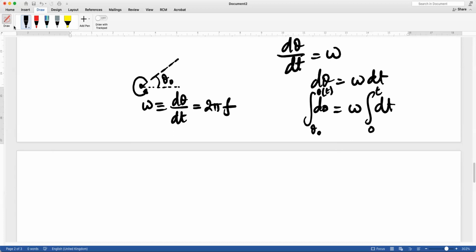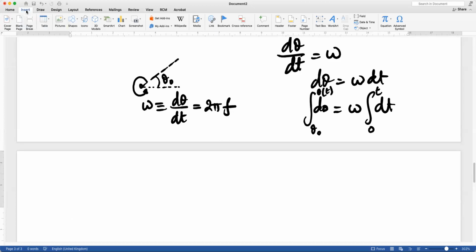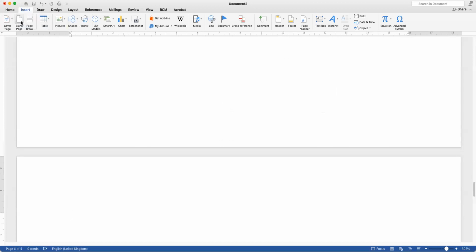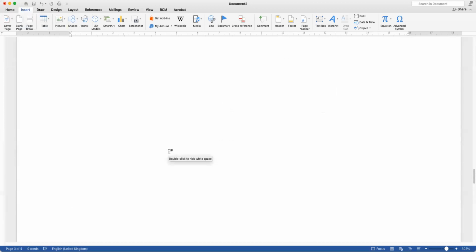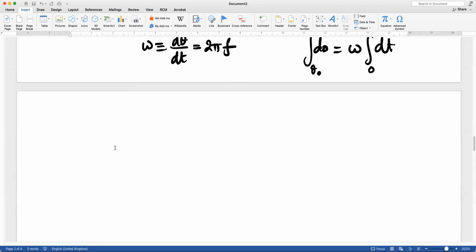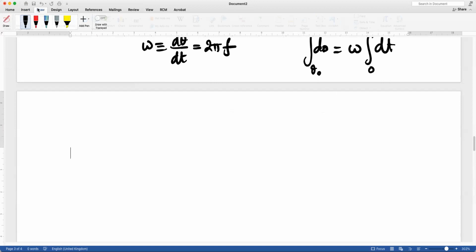Okay, let me get back to the page here and then insert a blank page. And then we go back here. Bit of an exercise we have to do every time. Okay, now draw.